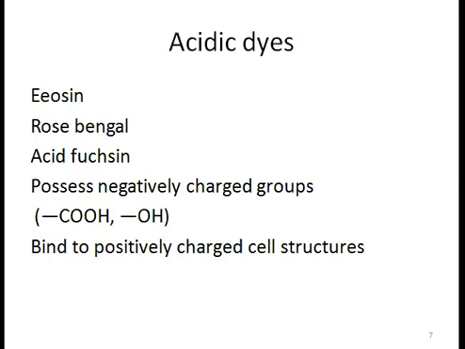The other type of dyes is the acidic dyes. These include eosin, rose bengal, and acid fuchsin. They possess negatively charged groups, for example, the carboxylic group and the phenolic groups or phenolic hydroxyls. Acidic dyes, because of their negative charge, bind to the positively charged cell structures.